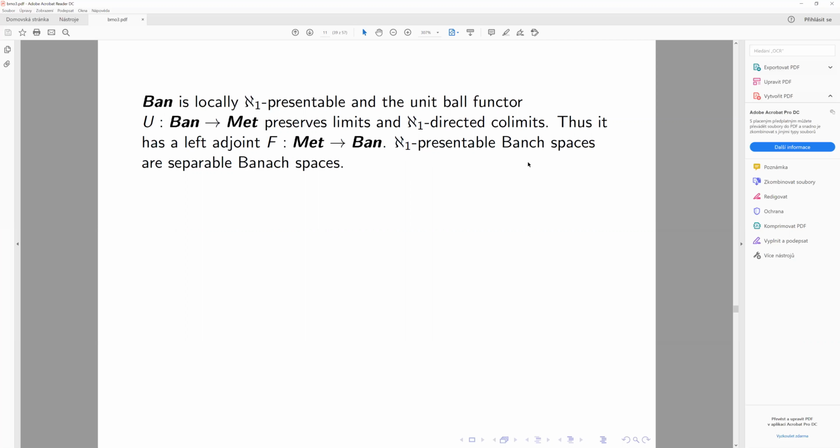By the way, these are separable Banach spaces. The "A" is missing here. Are separable Banach spaces. So this is a kind of brief recollection of Banach spaces.